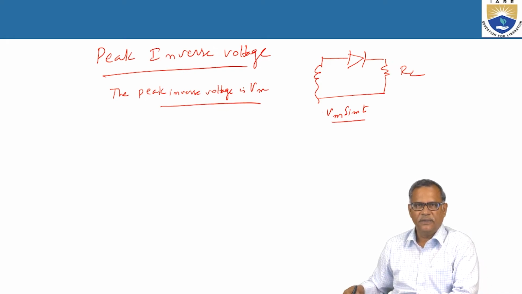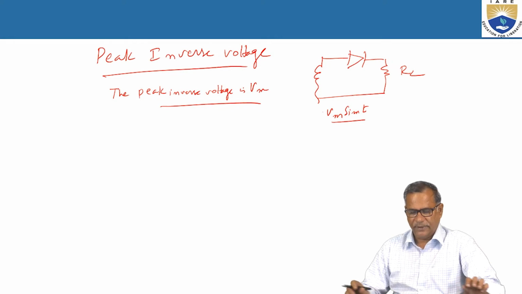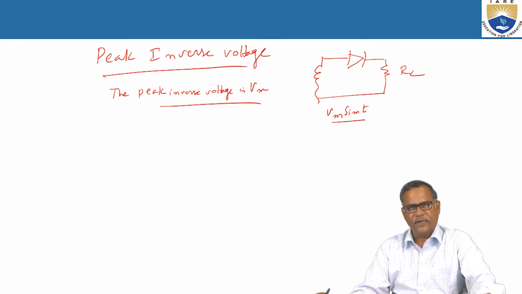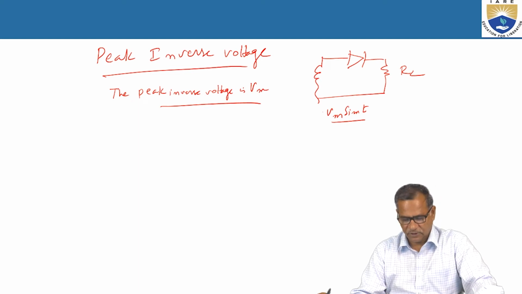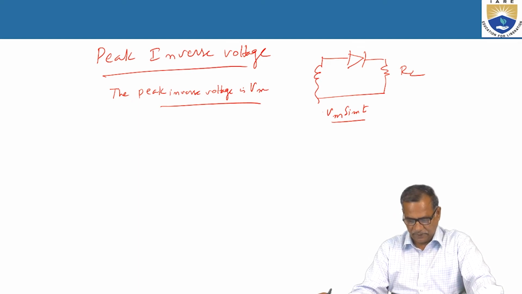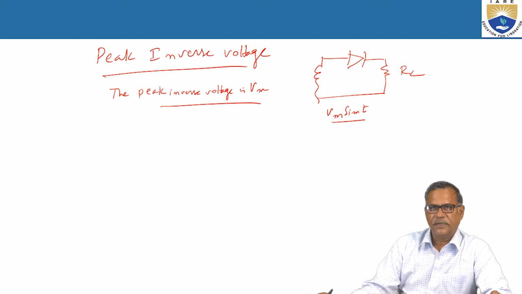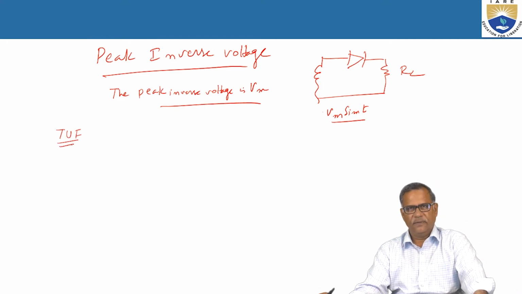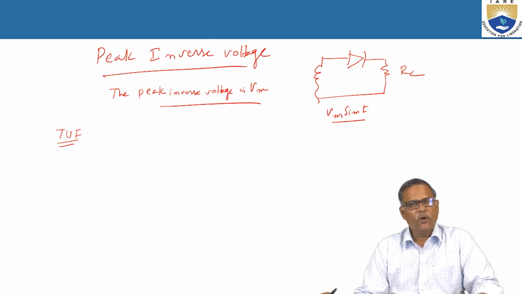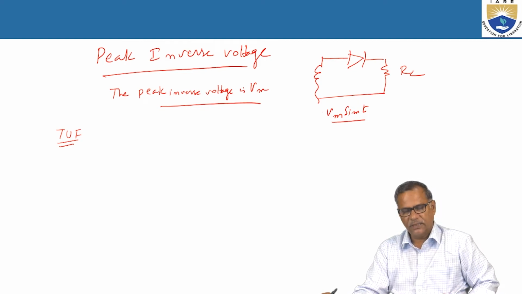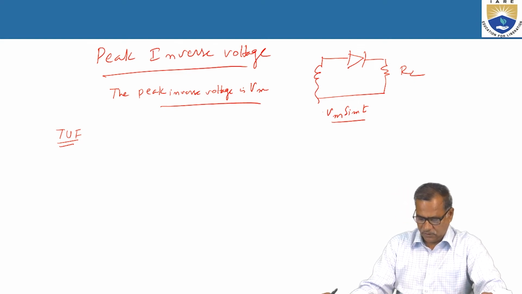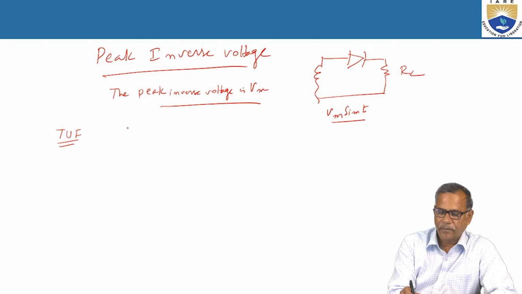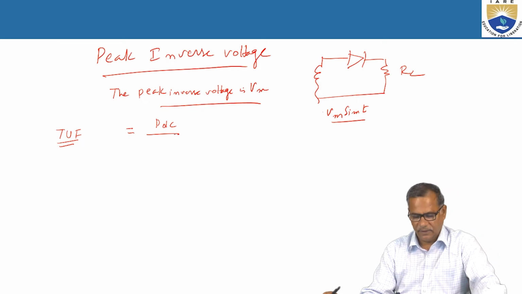Next, the parameter is transformer utilization factor. The transformer utilization factor, TUF, is defined as the DC power output delivered to the load divided by the AC power rating of the transformer. So TUF is nothing but PDC divided by the AC power rating of the transformer.